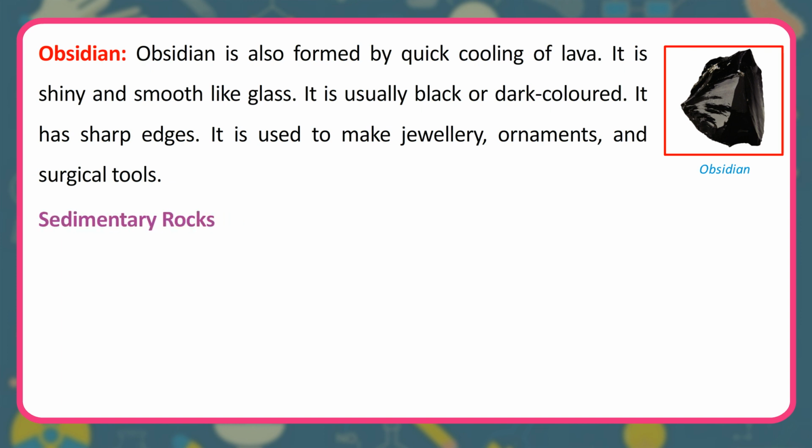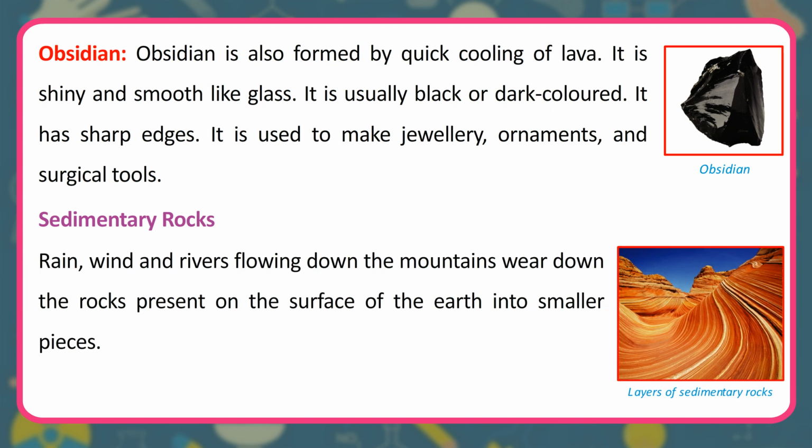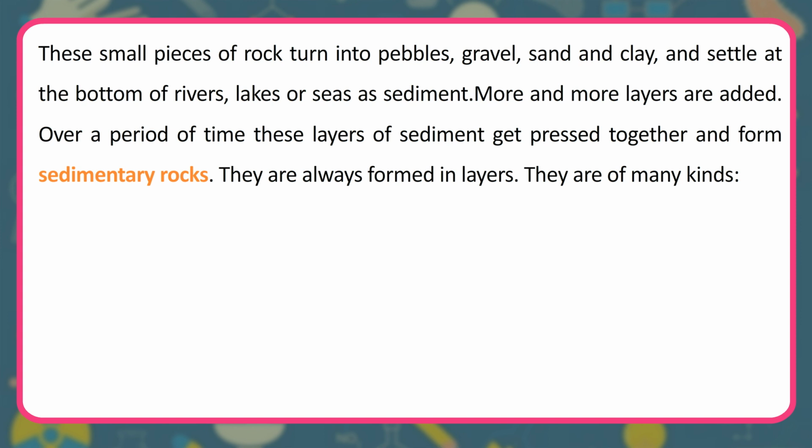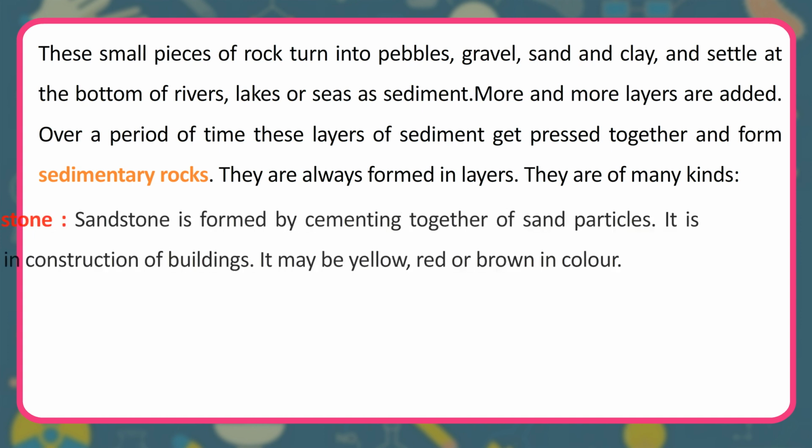Sedimentary rocks. Rain, wind and rivers flowing down the mountains wear down the rocks present on the surface of the Earth into smaller pieces. These small pieces of rock turn into pebbles, gravel, sand and clay, and settle at the bottom of rivers, lakes or seas as sediment. More and more layers are added. Over a period of time, these layers of sediment get pressed together and form sedimentary rocks. They are always formed in layers. They are of many kinds.